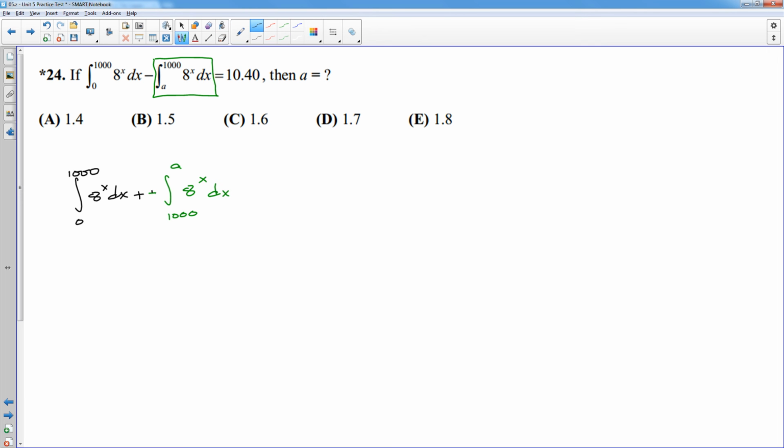That's actually going to end up being plus. The area from 0 to 1,000 of a function plus the area from 1,000 to a of the same function is going to end up being the area from 0 to a of that function.